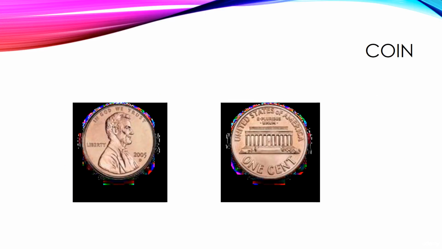A coin has both head and tail. There are two equally possible outcomes when we toss a coin, a head H or tail T. Therefore, the probability of getting head is 50% or 1 by 2, and the probability of getting tail is 50% or 1 by 2. All possibilities: H, T.